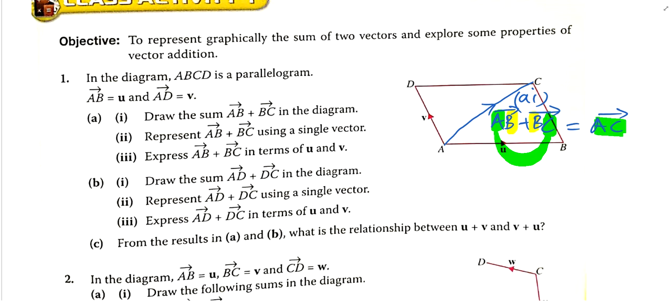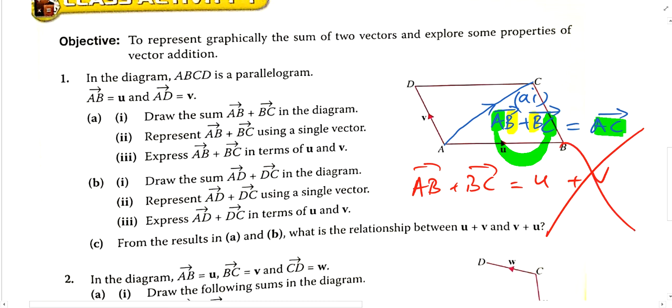Not quite easy, huh? AB plus BC must be equal to U plus V. This is the first instance where students will miss out on the arrows. So they'll leave it like this. Then when I see the paper, I'll say, oh, these are scalars, they are not vectors. Wrong. Because this is a topic on vectors. The moment you use scalars instead of vectors, you'll be wrong. So you need to draw your arrows at the bottom. Okay, next part.